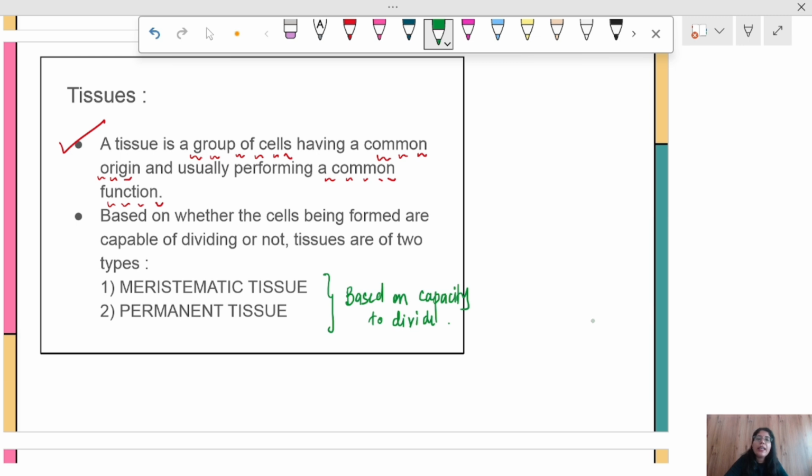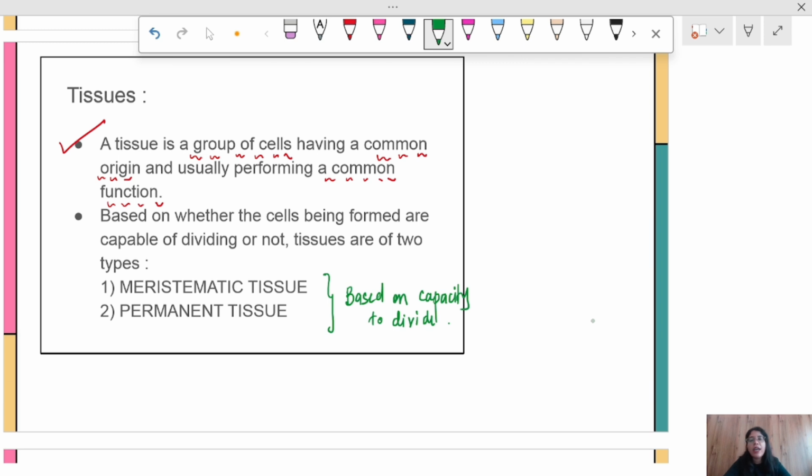Right? In certain cases, they can regain division capacity, which I will tell you later, but normally they will not divide. So based on whether the division capacity is present in the cells of the tissue or lost, you have two different types of tissues. First is meristematic tissue, where the cells have division capacity. And the second is called permanent tissue, where the cells of a particular tissue have lost the division capacity. Now they are not going to divide normally.